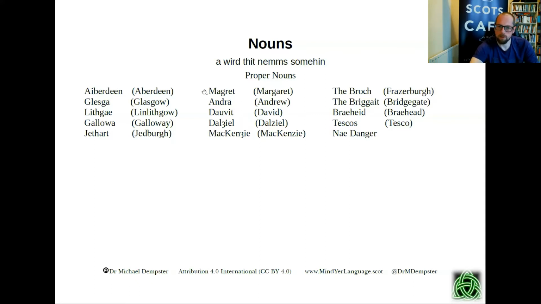Then we've got personal names. So often these are pronounced a bit different from how they're spelled. So like Margaret is often said Maggie. Andrew is often Andra or Andro, and places with that A ending there. David would be Davit. And then this pair have got that 27th letter of the Scots alphabet, the yogh. And when printing came into Scotland, that was replaced with a Z. So some names retain that yogh sound, which is like a Y. So Dalziel, we've got that there.